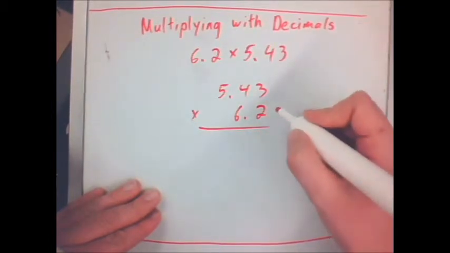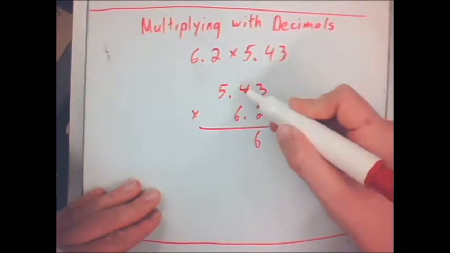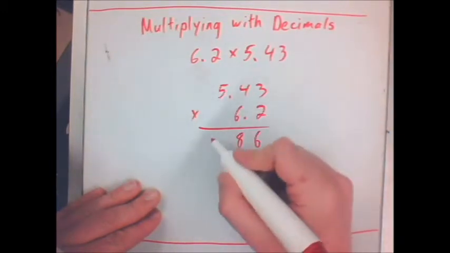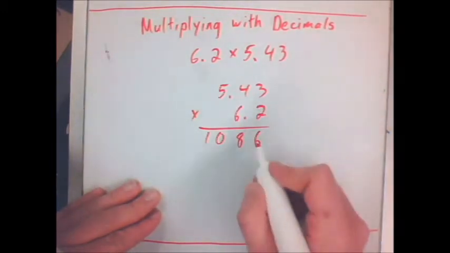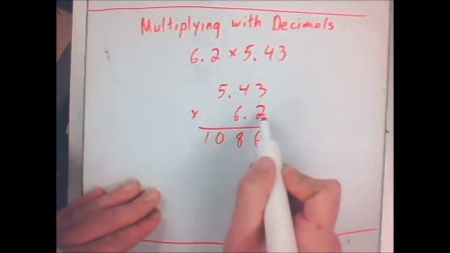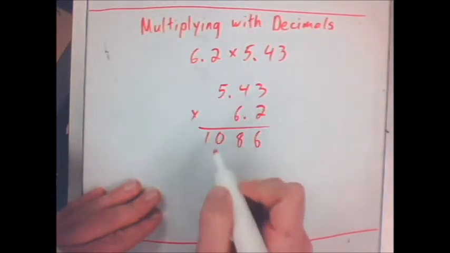decimals entirely. So I go 2 times 3, and that's 6. Then I do 2 times 4, and that's 8. Then I do 2 times 5, and that's 10. That's my first line. But since I have 2 digits down here, now that I've multiplied the 2 by all the top digits, I have to go and multiply the 6 by all the top digits.